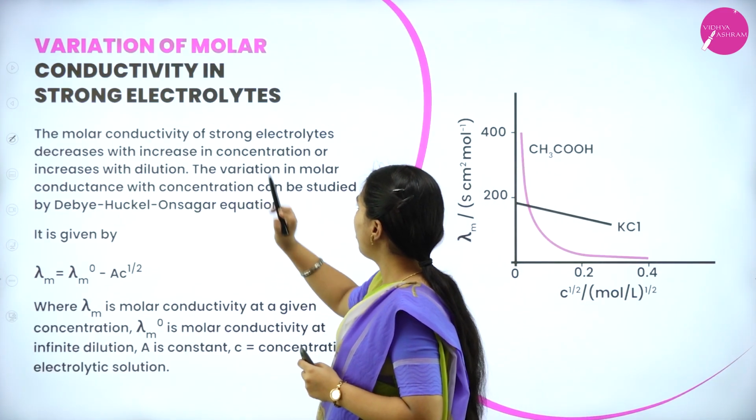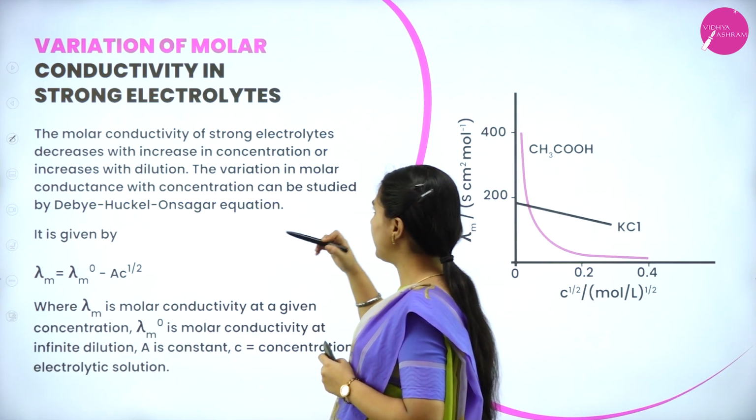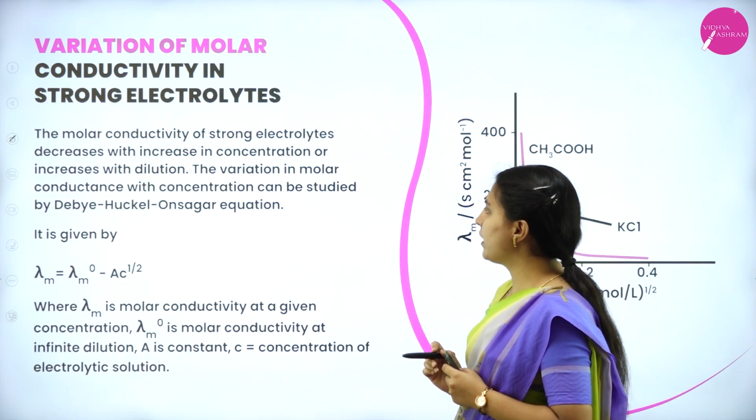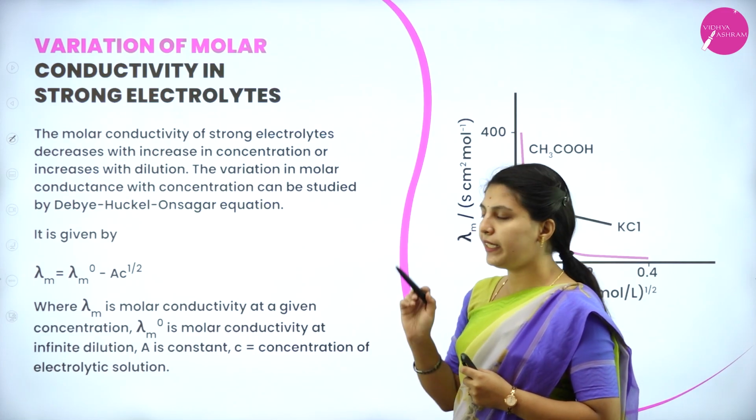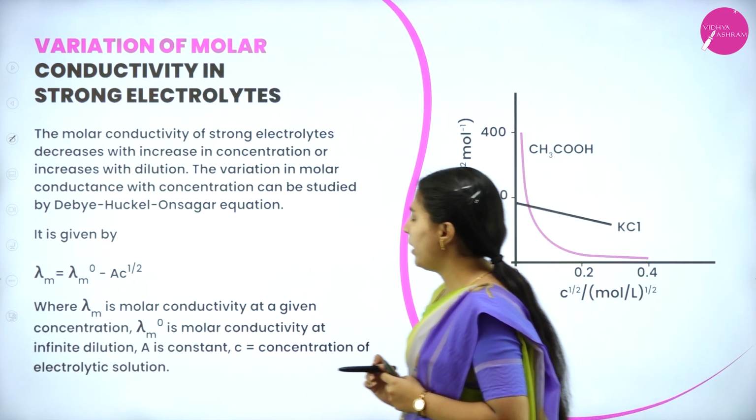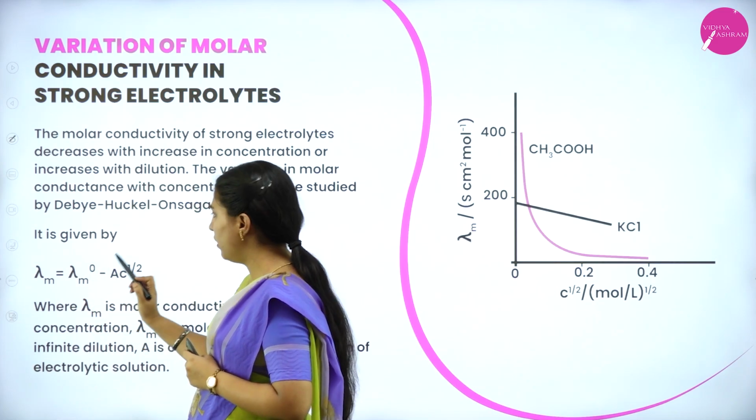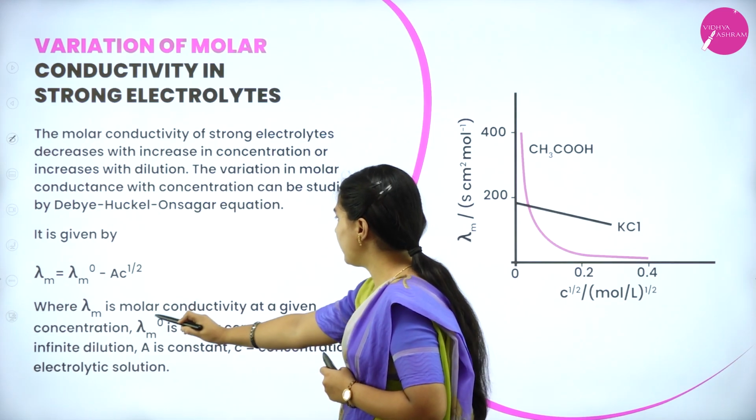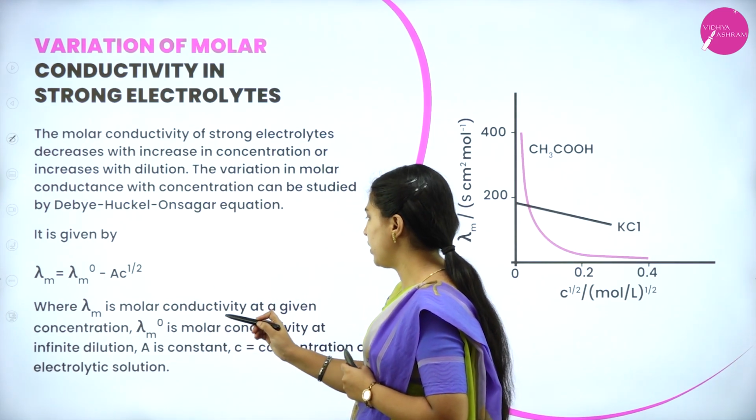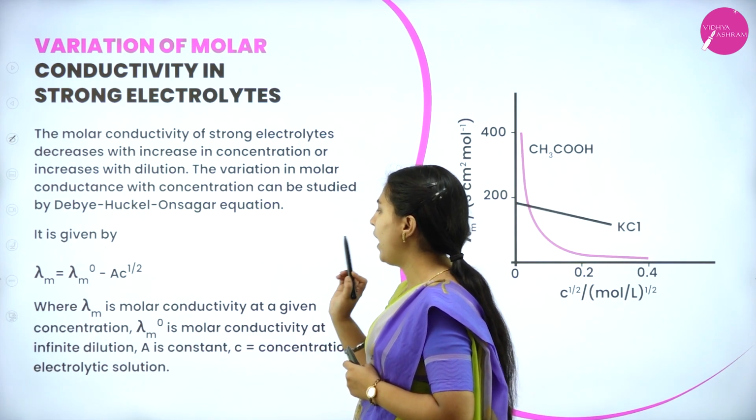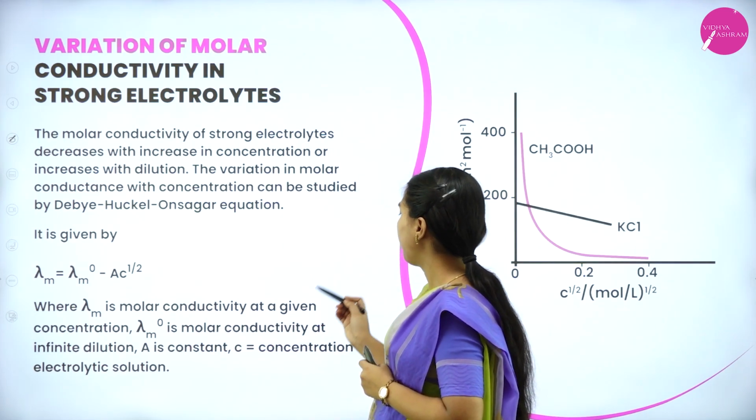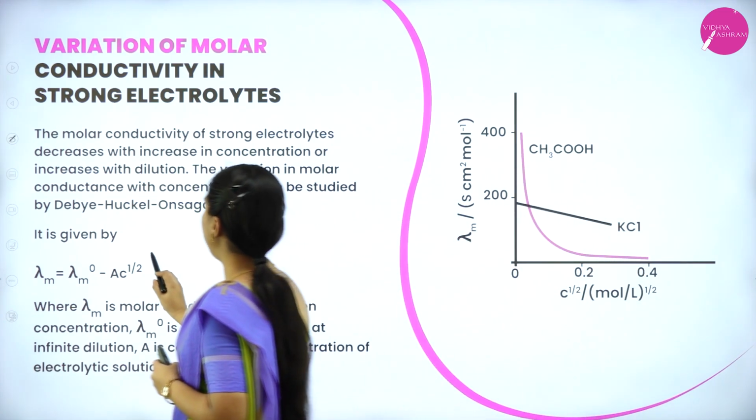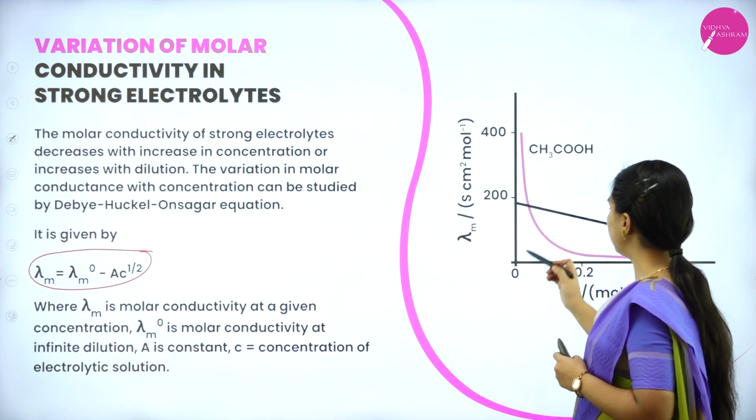The molar conductivity of strong electrolytes decreases with increase in concentration, or increases with dilution. The variation in molar conductivity with concentration can be studied by the Debye-Huckel-Onsager equation. Molar conductivity equals limiting molar conductivity minus A C to the power half. This is the molar conductivity at a given concentration, and this is the molar conductivity at infinite dilution. A is a constant and C is the concentration of the electrolytic solution. See, this is the graph.